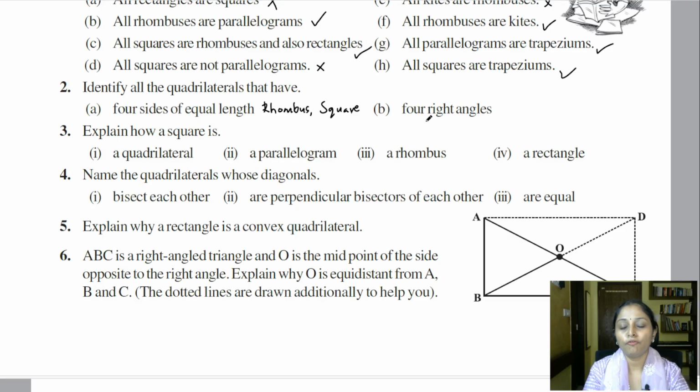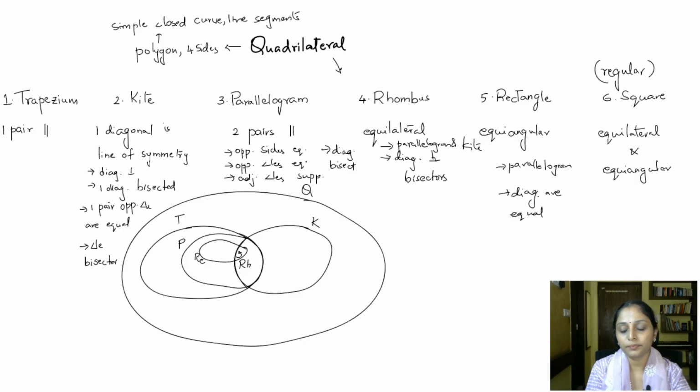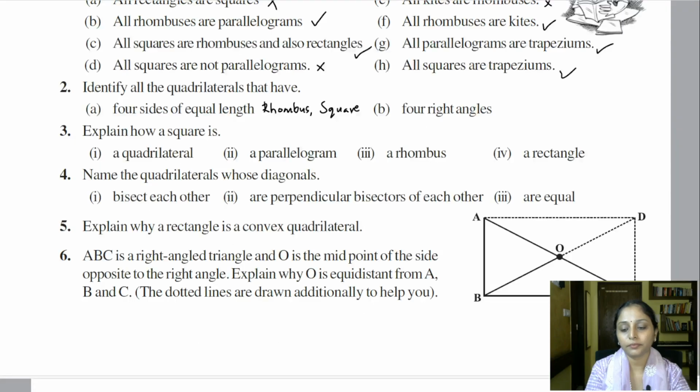Next, four right angles. What are the quadrilaterals that have four right angles? Having four right angles is nothing but being equiangular. That is, all four angles are equal, and you know that that is true for the case of rectangle and square. Okay, so if you go back here, you have seen that in the case of rectangle it is equiangular, in the case of square it is equiangular. So I'm going to write here rectangle and then square, right? Okay.